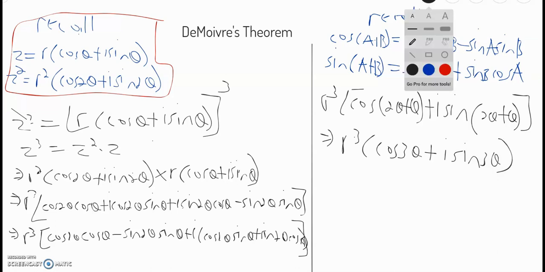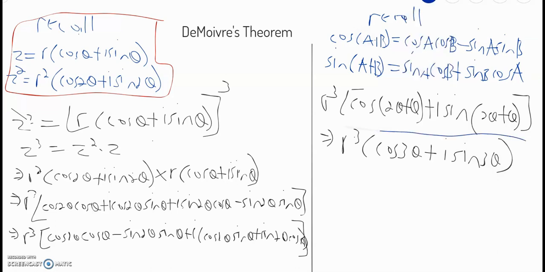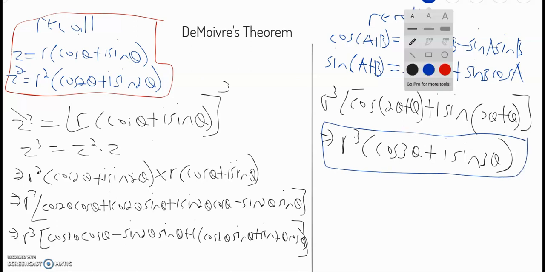Now, let us look at a few things here. Bear in mind that this is z cubed. So let me just put that in here. So this is z cubed equal. Z square was, the first thing we have on the screen, r square into cos 2 theta plus i sine 2 theta. Now look at z cubed. It is r cubed into cos 3 theta plus i sine 3 theta. It's almost as if we can actually make a deduction here.